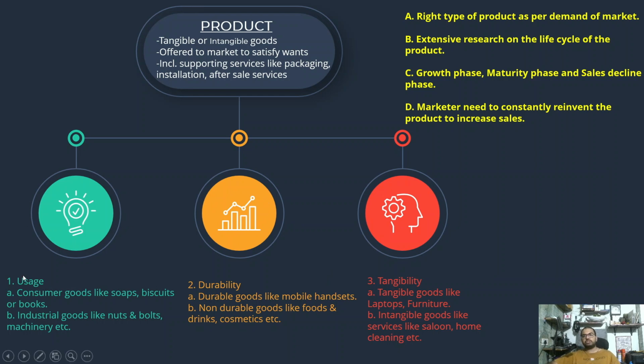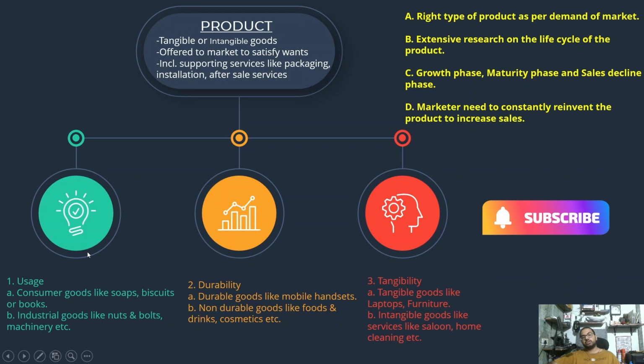First and foremost, on the basis of usage. Usage basically means how the end user is going to use your product. It could be a consumer good. Consumer goods are goods bought by the end consumer for their own personal consumption. All your soaps, biscuits, chocolate, books, these are consumer goods. Why? Because these are bought by the consumer not to resell, but for their own consumption.